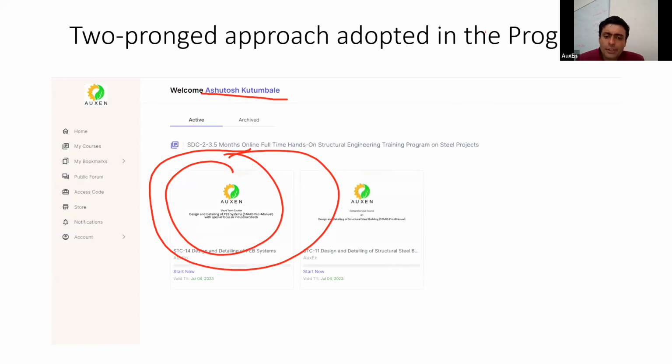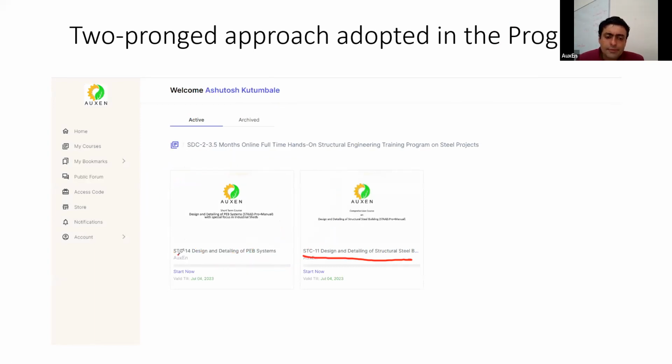How many of you are able to see right now these two courses on your personal accounts? How many of you have been using these two courses? Those who have joined last week, I think they are able to access this.